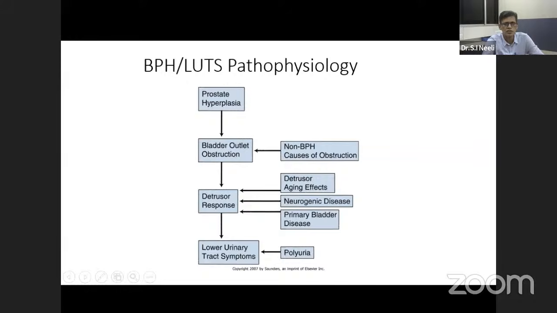Coming to the pathophysiology of the lower urinary symptoms, primarily because of BPH, which is what we are dealing with today, when there is hyperplasia of the prostate, it may lead to bladder outlet obstruction. And this outlet obstruction will cause a detrusor response, making the detrusor work more to overcome the obstruction, which may be responsible for the hyperactive bladder. And together, they form the lower urinary symptoms. But in addition, the patient may have other causes for outlet obstruction, other causes which may affect the detrusor response, or he may also have polyuria, which can give rise to lower urinary tract symptoms.